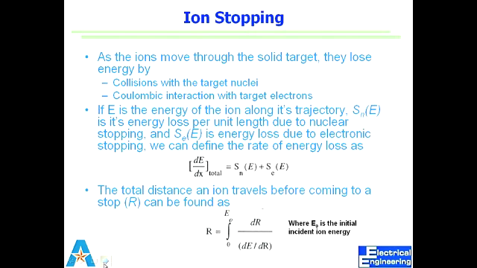Now, there are two ways they come to rest. One is collision with nuclei, and the other is collision with electrons. One is a process in which energy is lost to the nucleus. The other is energy lost to electrons. Both of these can be defined as S sub n and S sub e.